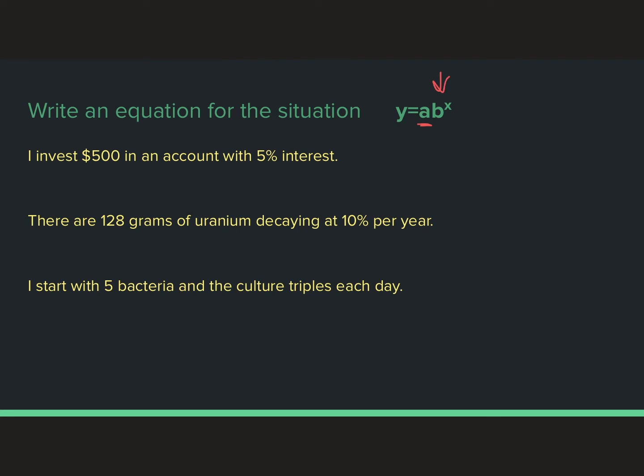First, let's look at this first one. I invest $500 in an account with 5% interest. So this is definitely increasing, which means that b must be more than 1. I have 5% interest. We write 5% as 0.05. But that's less than 1, so that doesn't work. When I'm multiplying, I actually want 1.05 because I get to keep the original money and then increase it. So that is my b, and here's my a. So this one is just y equals 500 times 1.05 to the x.